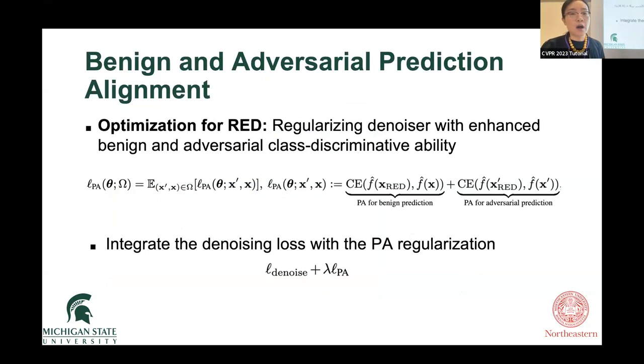Okay, so first of all, how to enhance the prediction alignment. We put a regularization on the prediction alignment. This is the prediction alignment for the benign prediction. This is from IED estimation. This is the original one. And this one is to enforce the prediction alignment on the adversarial prediction. Then the PA regularization is used together with the denoising loss.